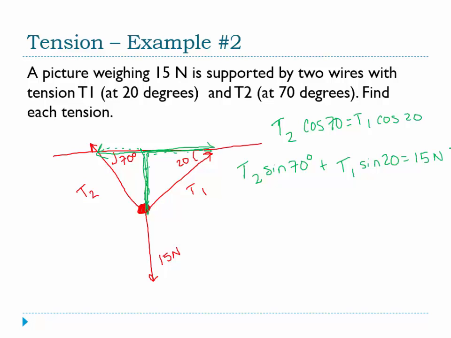All right, so let's start some fun equation substitution. I have T1 and T2 in both equations. That means I have two unknowns, right? So I need to take this formula and rearrange it for one of them and then plug it into the other. So when I did it, I said T1 equals T2 cosine 70 over cosine 20. And now I have a way to talk about T1. So I'm going to put that in here.